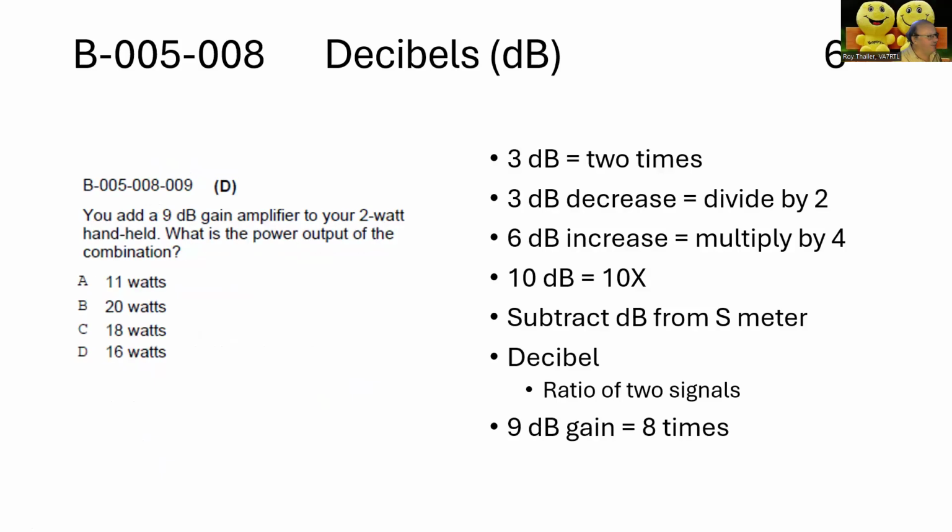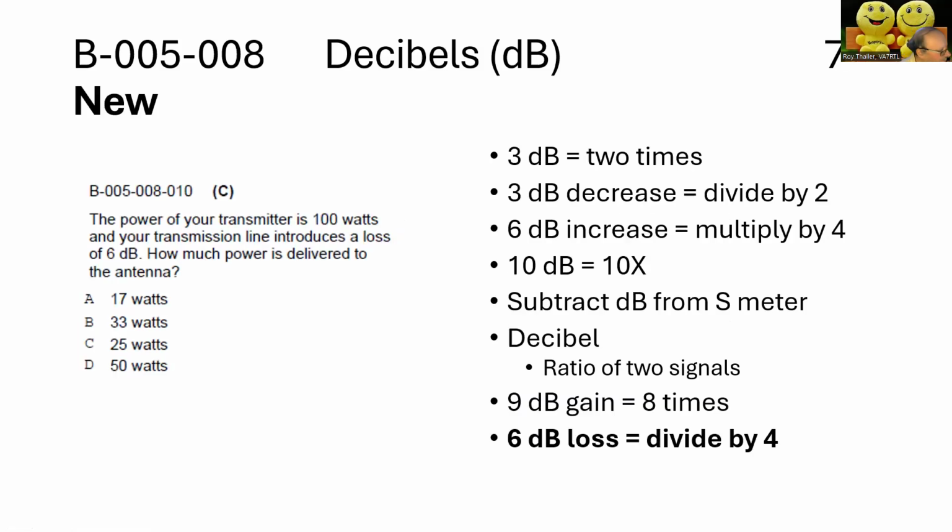You add a 9 dB gain amplifier to a 2 watt handheld. What is the output of the combination? So when you go from 3 dB, 3 dB is 2 times, 6 dB is 4 times, 9 dB would be 8 times. So 8 times 2 would be 16 watts. So D is the correct answer.